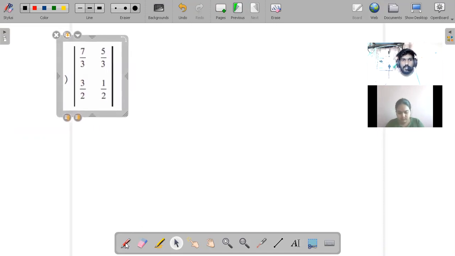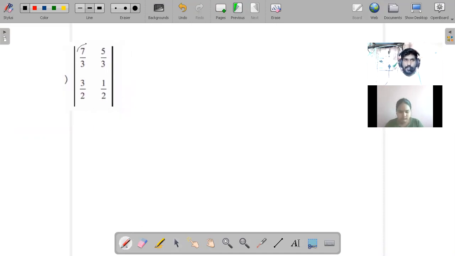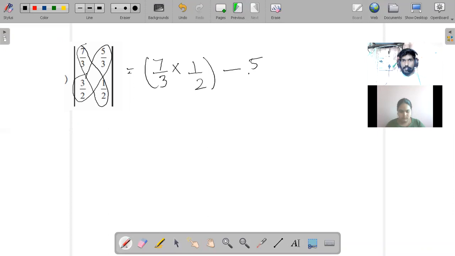So we'll do this fraction one, in the exact same way. First you multiply these two fractions: 7 upon 3 multiplied by 1 upon 2, minus the other two fractions: 5 upon 3 multiplied by 3 upon 2. One thing to keep in mind when multiplying two fractions: you multiply the numerator with the numerator and the denominator with the denominator.